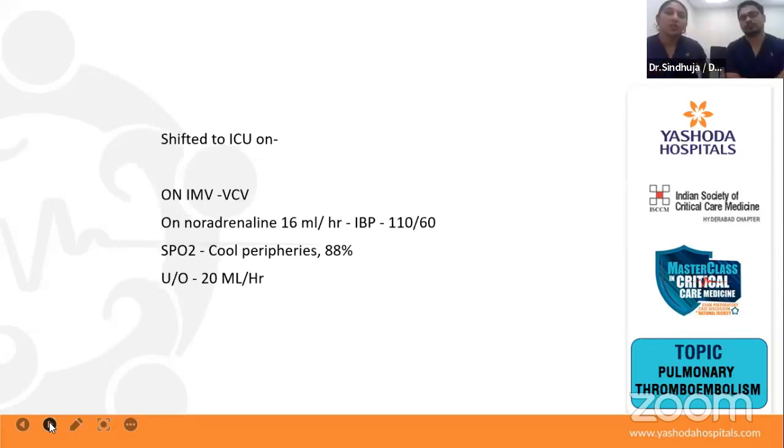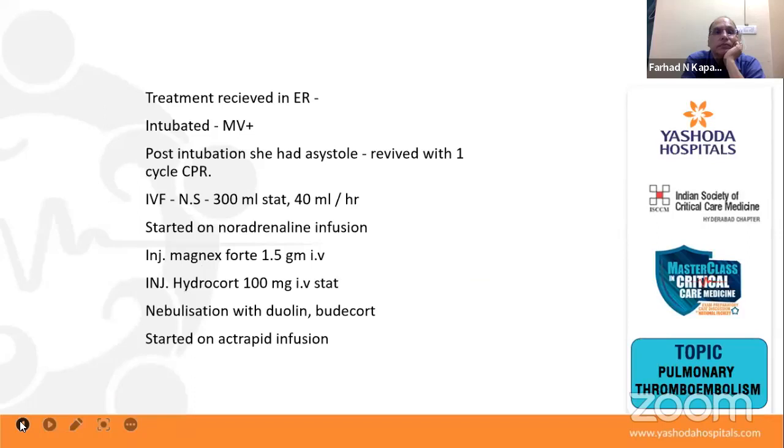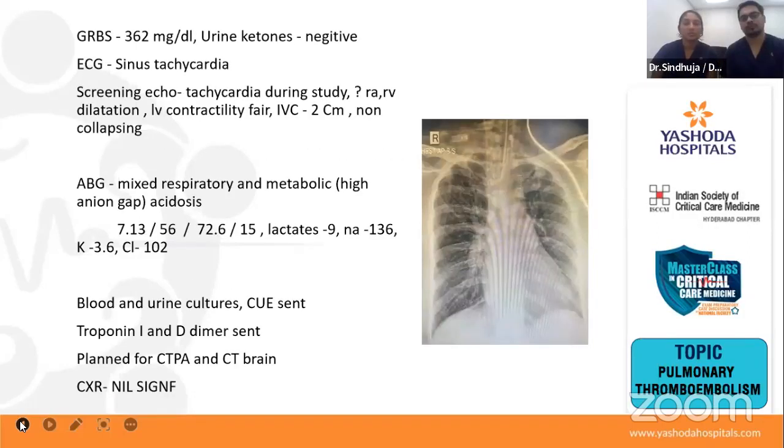Saturation is 88%, peripheries are cool, urine output is 20 ml per hour from the ER. Just go back to the blood gas. Yes. Is this saturation matching this PO2? No, sir. Okay, continue. Let's move forward then. She has cool peripheries, so saturation on the pulse oximeter might not be accurate. Yeah, but normally you get an unreliable reading. You don't get a low reading.